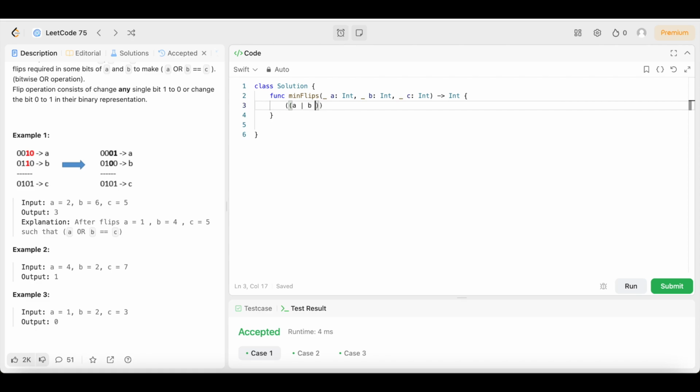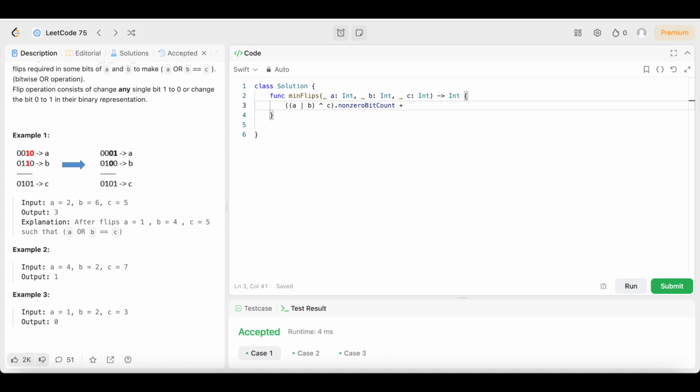Then we're going to come over here, and this is the one we used yesterday. We're going to use the exclusive OR operation and say C, right? Then we're going to say non-zero bit count. And what that is going to do is count the number of 1s in that operation. So that's going to count all the 1s. Then we're going to say plus.